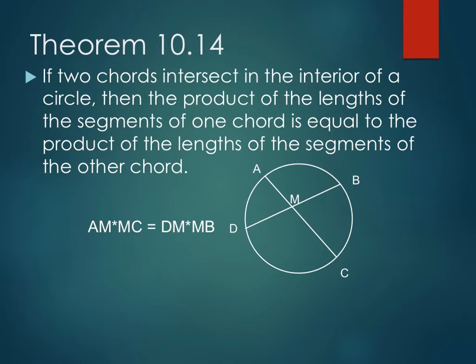And we learned that if the two chords intersect in the interior of the circle, then the product of the lengths of the segments of one chord is equal to the product of the lengths of the segments of the other. So if I looked at this diagram and made it a little simpler by giving it single letters, this is X and Y, and this is J and K, then I can say X times Y would equal J times K.